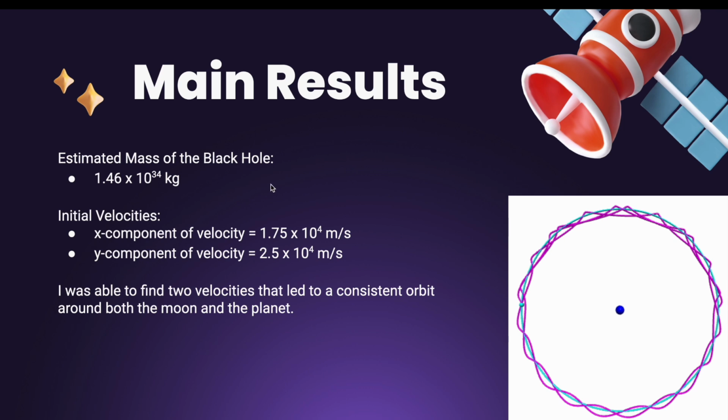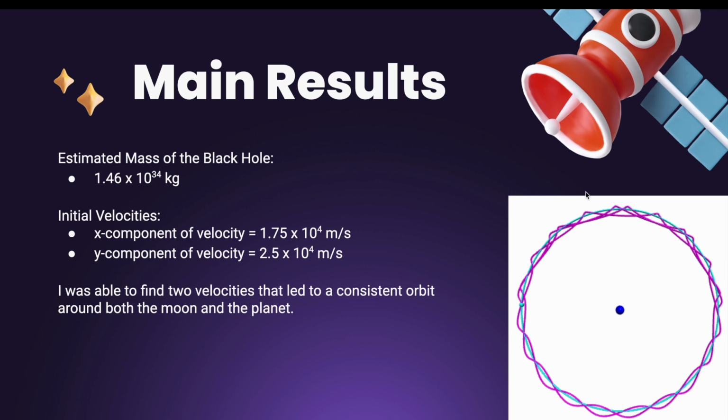Before we go into the specific code models as a whole, we'll run through a brief description of the main results. In part one of the lab, we are to find the estimated mass of the black hole. From my specific Georgia Tech email and my initial seed, the mass of the black hole came out to be 1.46 times 10 to the 34 kilograms. And in the second part of the lab, I found these two velocity values, the x component and y component of the velocity, which led to this pretty remarkable shape here.